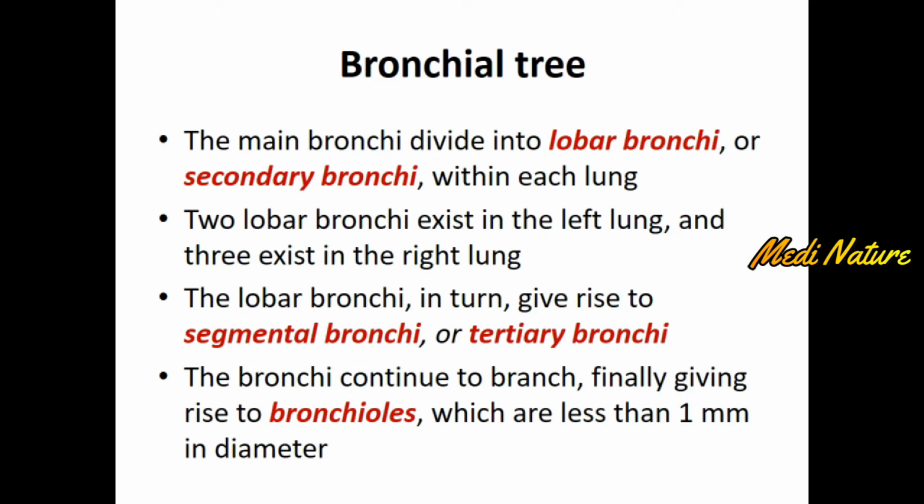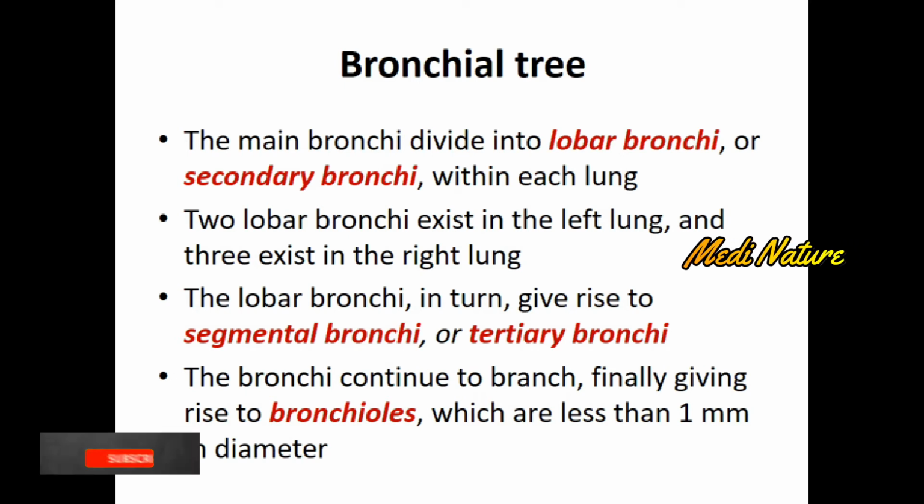Now the bronchial tree is inside the lung. As we know, the lung is mainly divided into lobes. The main bronchi divide into smaller passages and go into each lobe. So these are called lobar bronchi or secondary bronchi. And then these lobes of the lung divide into segments. In the same way, the lobar bronchi are again divided into smaller passages and get into these segments. So we call them segmental bronchi or tertiary bronchi.